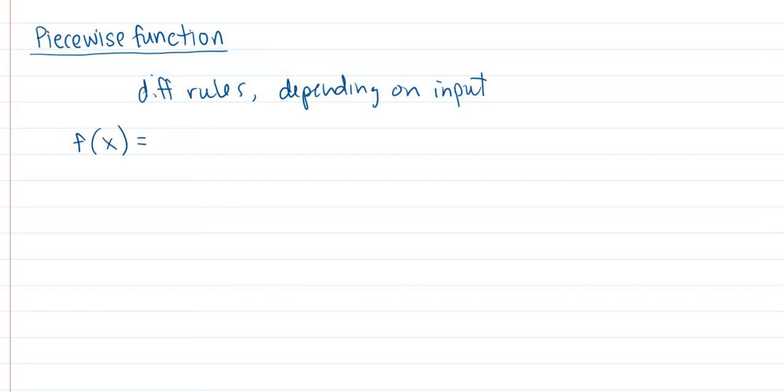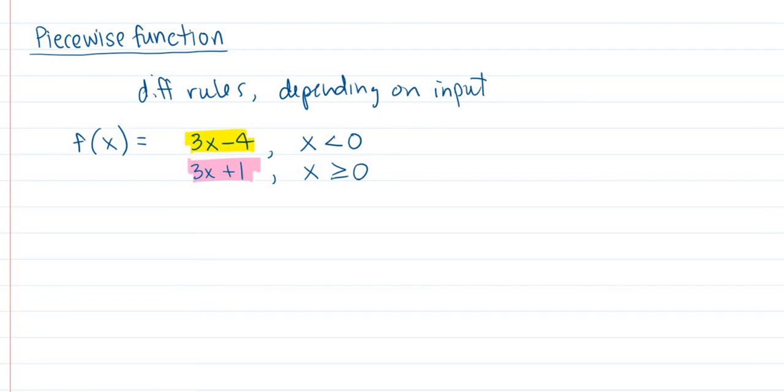We're going to call it f of x. And for values of x that are less than 0, we're going to use this rule. And then for values of x that are greater than or equal to 0, we're going to use this rule. So the only thing we have to do here is we just have to be careful when we are evaluating our function, because depending on the input, our output is going to use a different rule.